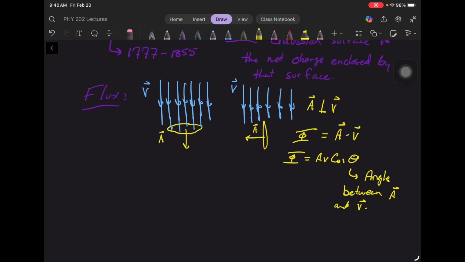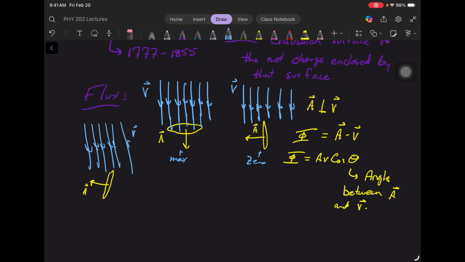So there we go. We have a pretty good working definition for flux now. We can go back to our stream example briefly. If you were somewhere in between the two cases, you're going to get something in between the max and zero flux, because as we change theta, we change the value of the flux. So that's flux in a nutshell.